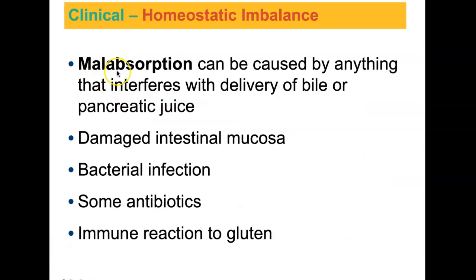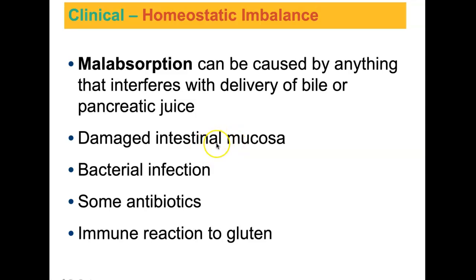We do have some clinical homeostatic imbalances where people are not able to absorb a particular item, like maybe you're not absorbing enough calcium, maybe you're not absorbing enough B12. So malabsorption can be caused by anything that interferes with the normal absorption in the small intestines or the large. So it could be maybe your gallbladder isn't functioning properly and you're not secreting enough concentrated bile. Maybe something's wrong with your pancreas and it's not able to secrete the pancreatic juice or the digestive enzymes.